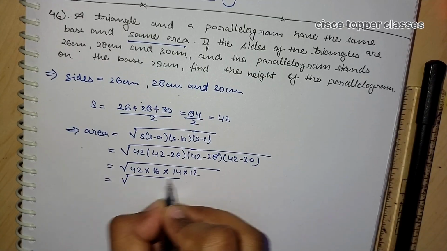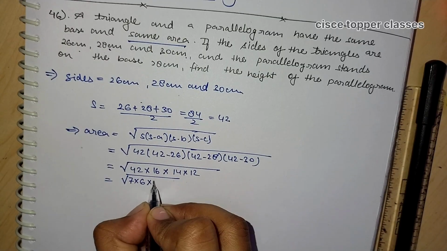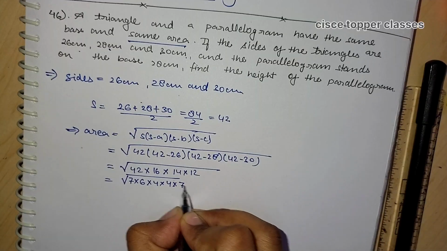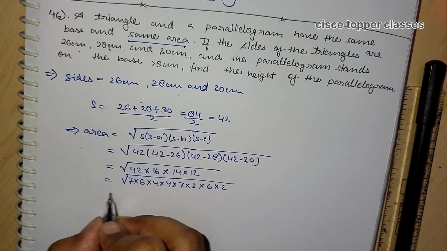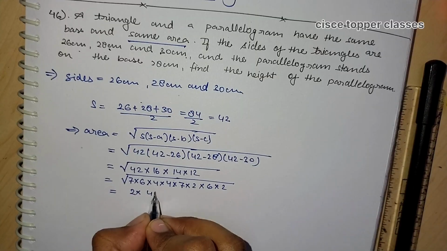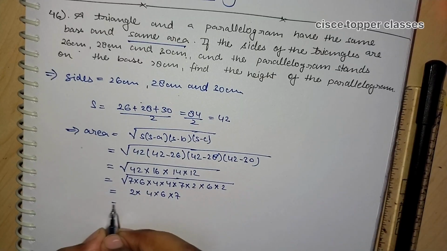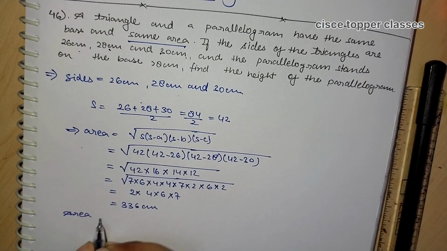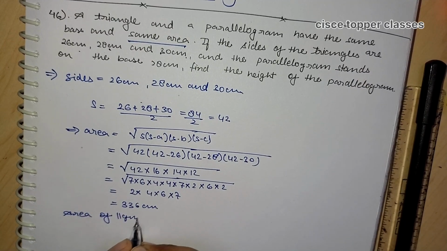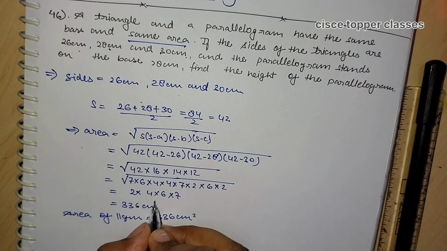So this will be 7 into 6 into 4 into 4 into 7 into 2 into 6 into 2. So we can take common: 2 into 4 into 6 into 7 equal to 336 centimeter. Now the area will be the same for the parallelogram, so we can write the area of parallelogram for this. We can conclude 336 centimeter square only.